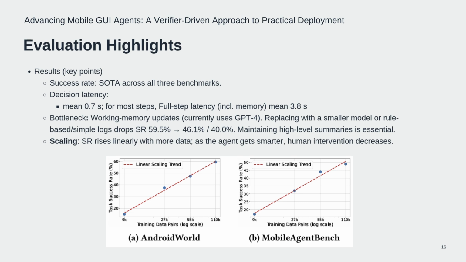In fact, on one benchmark, they saw success go from as low as around 50% with the smallest data to 59% with full data, and presumably with even more data it could approach or exceed human level over time. So data scaling is a clear path to make the agent even stronger.